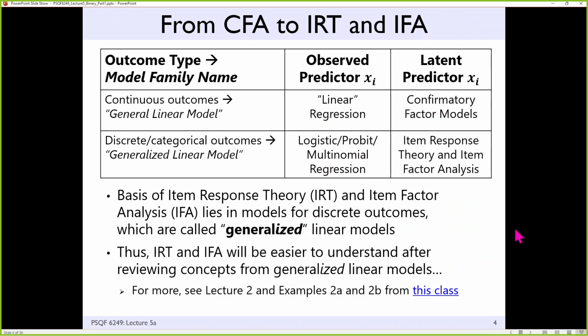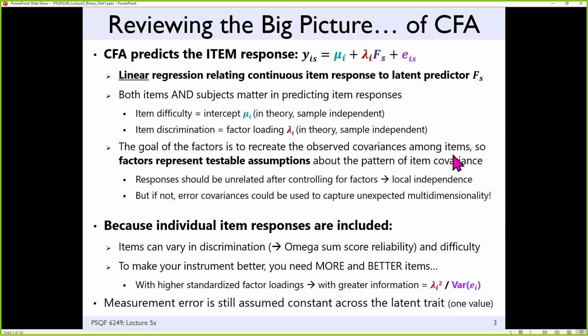All right, moving on. So some framing is required here. The analogy that I want to be in your heads as we go through this is the tie between factor analysis and regression. This CFA model looks like a regression model.